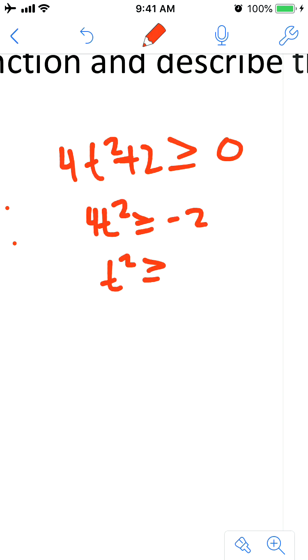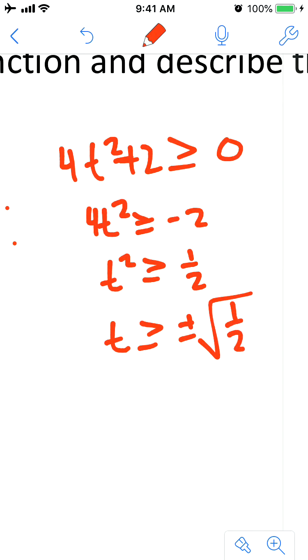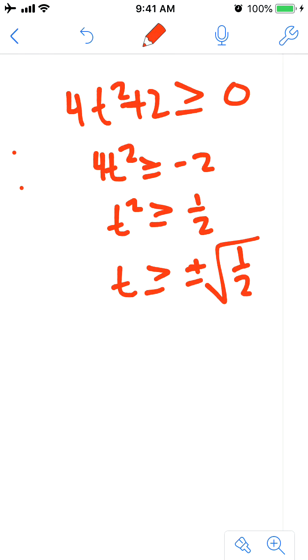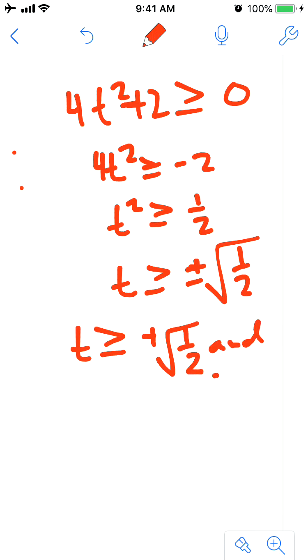t squared greater than or equal to 1/2. t is greater than or equal to plus or minus the square root of 1/2. All right, so t has to be greater than or equal to plus or minus the square root of 1/2. What the heck does that mean? That means it has to be greater than or equal to both the positive square root of 1/2 and the negative square root of 1/2. Well, if you're going to be greater than the positive, you're going to be greater than the negative.